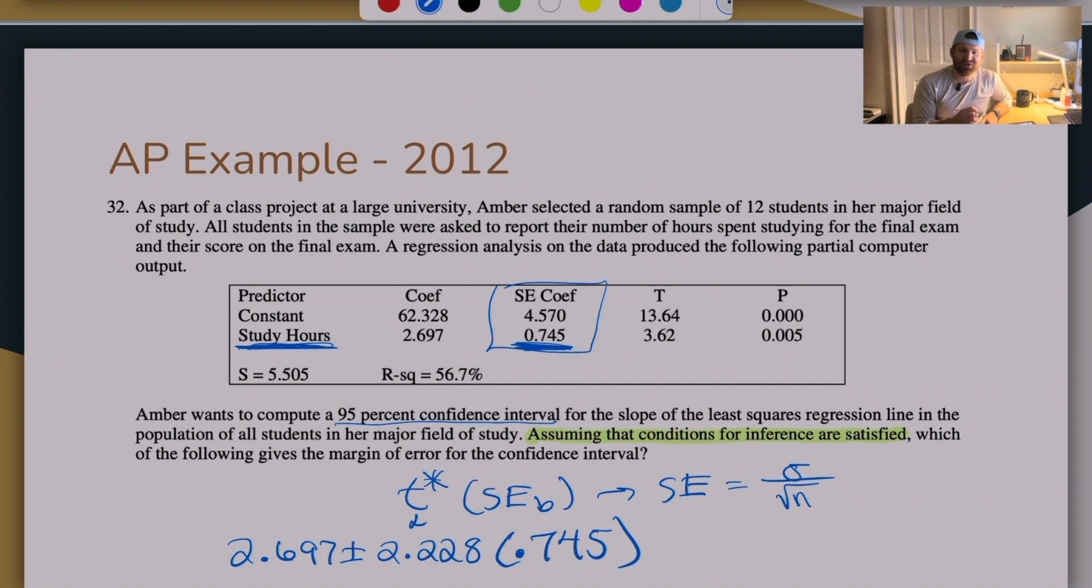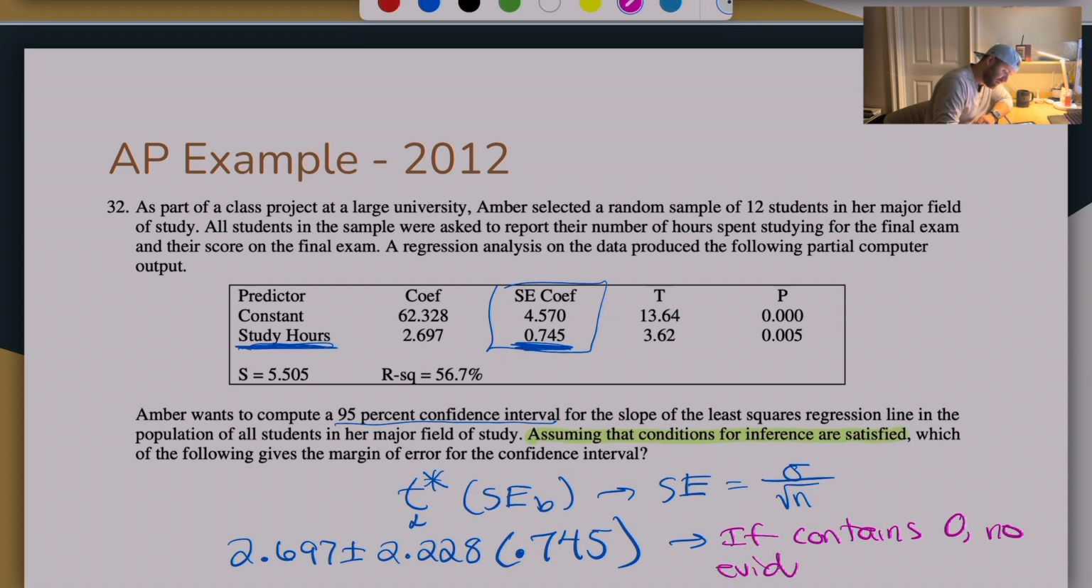Very similarly to the confidence intervals for two means or two proportions, what you're looking for is: does 0 show up in my interval? If 0 is in your interval, you do not have evidence of a linear regression. I'm actually going to write that here. If this contains 0, we have no evidence of a linear regression or no evidence of a correlation. If the interval is entirely negative or entirely positive, then we do have evidence.